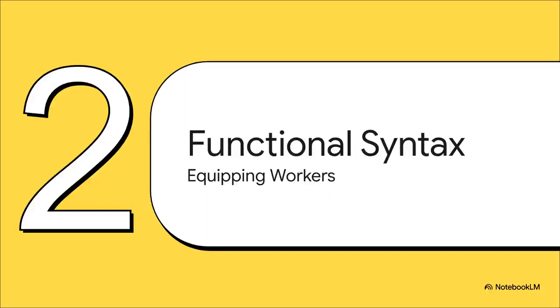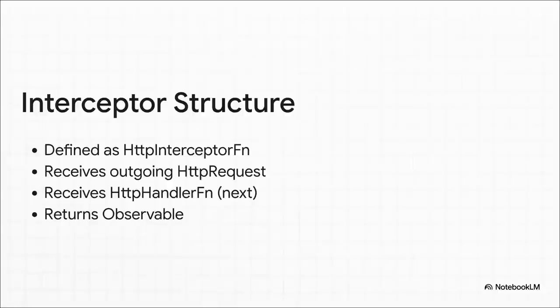Section 2. Functional syntax and inject. Equipping your assembly line workers. So let's look at the actual syntax of these new functional workers. The basic setup is incredibly straightforward. You define your interceptor as an HttpInterceptorFn. It just takes two parameters, the outgoing HTTP request, usually just called req, and a next function.